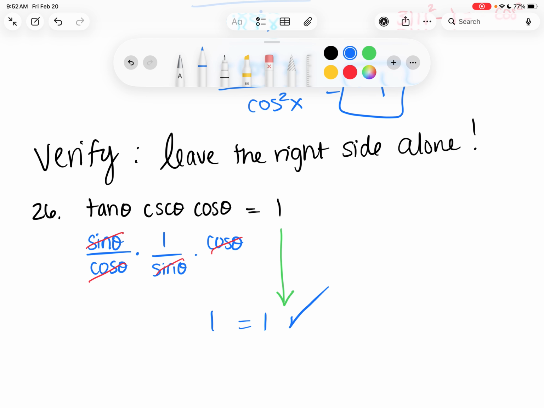I made my arrow way too long. Sometimes I do that too. Sometimes I make it too short and it's like 10 steps and I only took 2 and I'm like, oh, whoops.